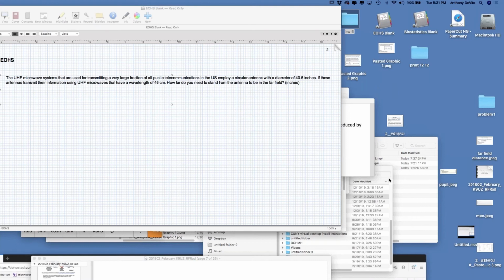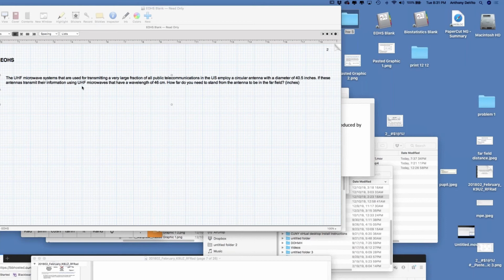Problem number 7, and for those of you online, I apologize, but I'm repeating myself. UHF microwave systems that are used for transmitting a very large fraction of public telecommunications employ a circular antenna with a diameter of 40.5 inches. We just mentioned before, for those of you that are just listening to the first time, that the dimension inches may be problematic when we use the formulas that we're going to be working with. So we're going to keep that in mind.